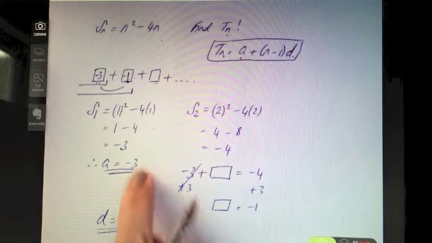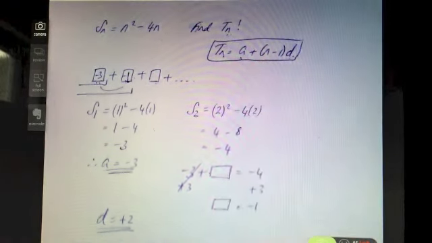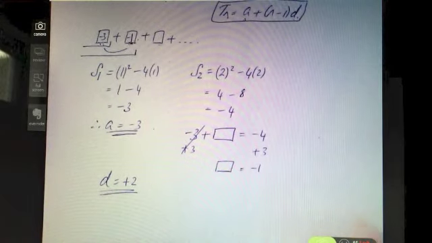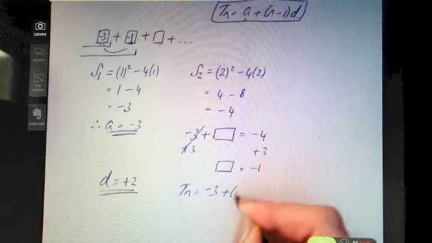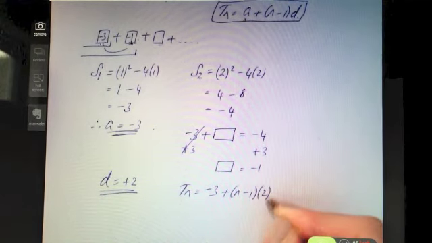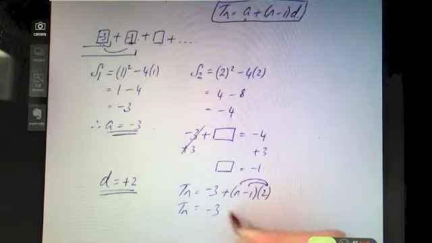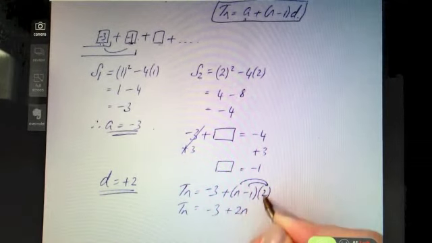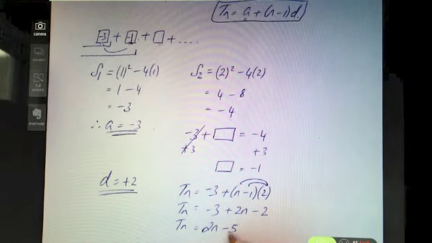So now there are the two important pieces I need for my nth term formula. Subbing that in, Tn is equal to minus 3 plus n minus 1 times 2. I'll multiply this out and I get minus 3 plus 2 times n is 2n, and 2 times minus 1 is minus 2. So Tn is equal to 2n minus 5.